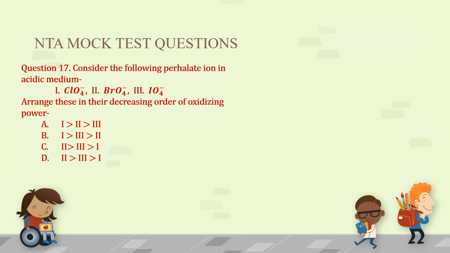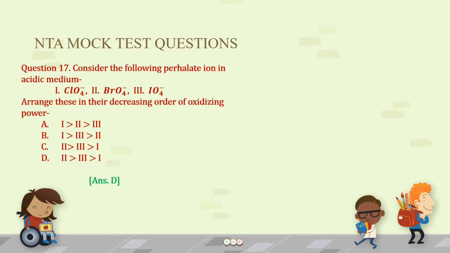Now the next question is going to be a similar oxoacid trend that you have to learn very importantly. Consider the following perhalate ions in the acidic medium: ClO4 negative, BrO4 negative, IO4 negative, and you have to arrange these in the decreasing order of the oxidizing power. So the correct option to this question is going to be the D option. First of all, we have BrO4 negative, or you can say HBrO4 will be the strongest oxidizing agent, then IO4 negative and then ClO4 negative.